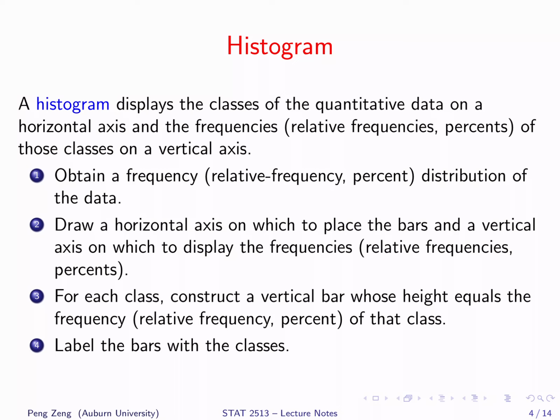Firstly, we need to obtain a frequency distribution of the data. It can also be a relative frequency distribution if you want to draw a relative frequency histogram. Then, draw a horizontal axis on which to place the bars and a vertical axis on which to display the frequency or relative frequency. For each class, construct a vertical bar whose height equals the frequency or relative frequency of the class. Last, label the bars with classes.